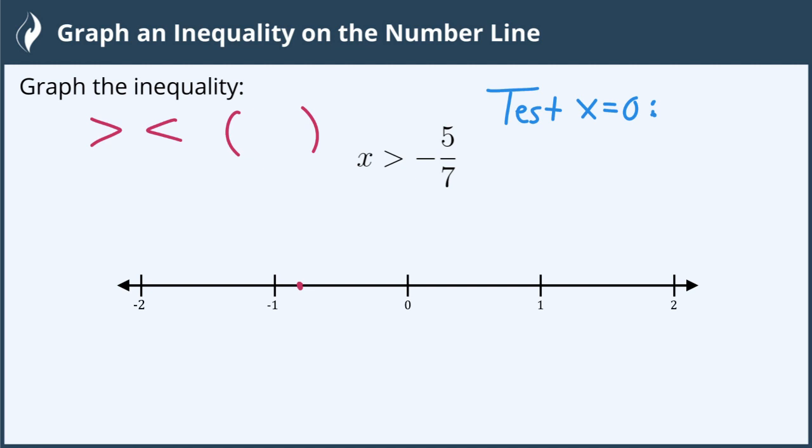When I plug that into the inequality, I get 0 is greater than negative 5 sevenths, which is a true statement. That means that when I go to my number line, I'm going to shade towards the 0, which in this case is to the right. And that told me which direction my parenthesis opens because it has to open towards the shading. So now I know that I have an open parenthesis to the right. And that's how you graph the inequality x is greater than negative 5 sevenths.